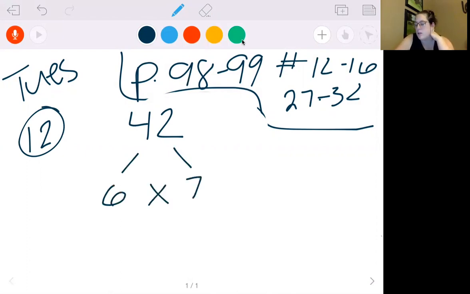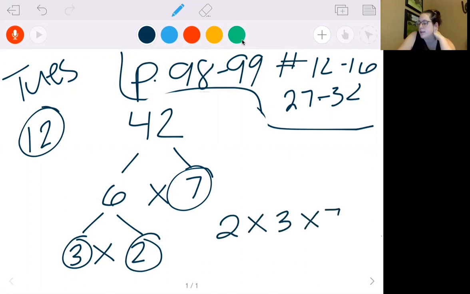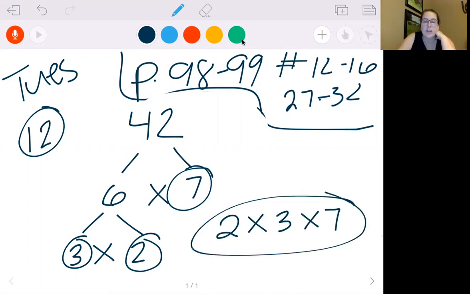7 is already prime, so I'm going to circle it. Then I need to get to 6. So I get to 6 by doing 3 times 2. 3 and 2 are already prime. So my prime factorization is 2 times 3 times 7. Okay, so you're breaking it down until you cannot break it down any further, until you get to a prime number. So that's number 12.